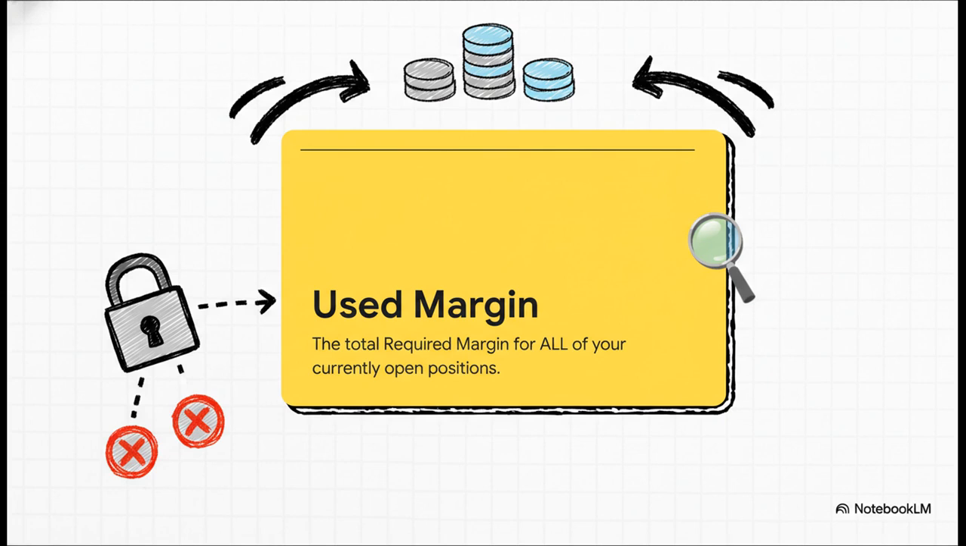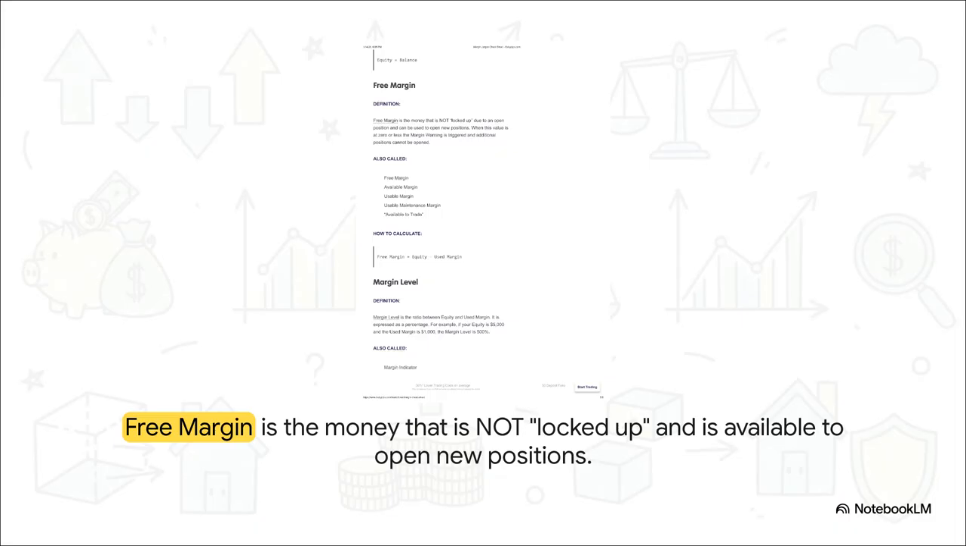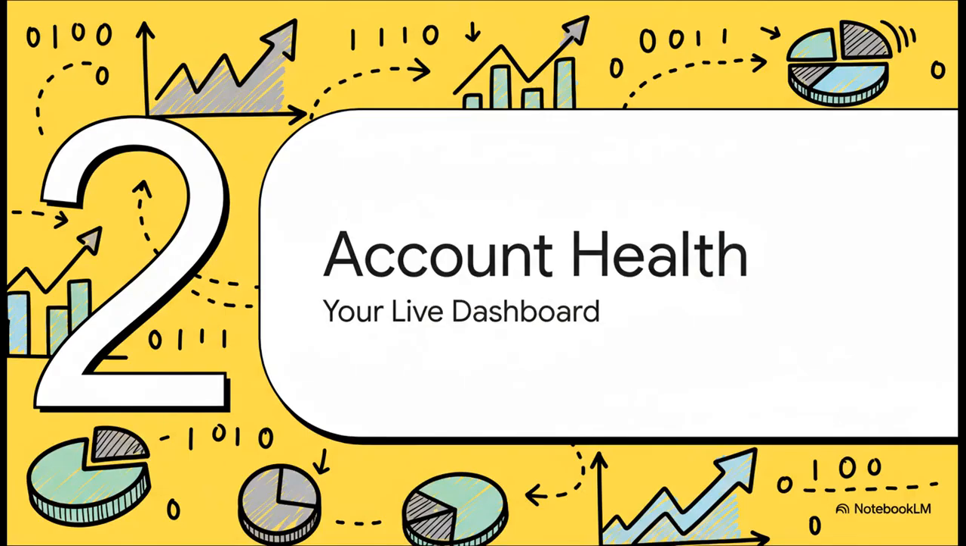Okay, so what if you have a few trades open at once? Well, you just add up the required margin for each of those trades, and what you get is your used margin. It's the total amount of your money that's currently locked up, keeping all your positions running. So you have your total money, and you have the money that's being used. What's left over? That, my friends, is your free margin. And it's exactly what it sounds like. It's the money that's free and available for you to open new positions. It's your remaining firepower.